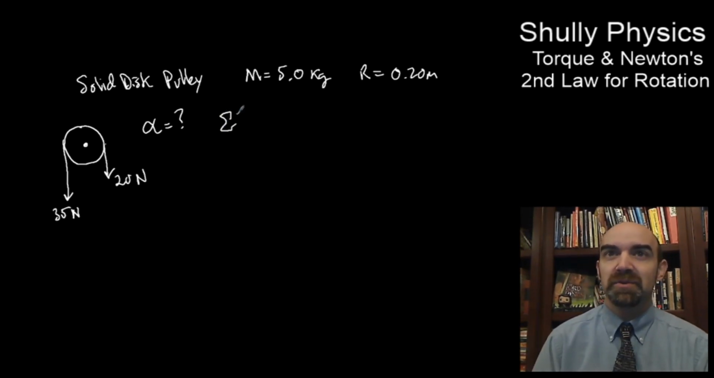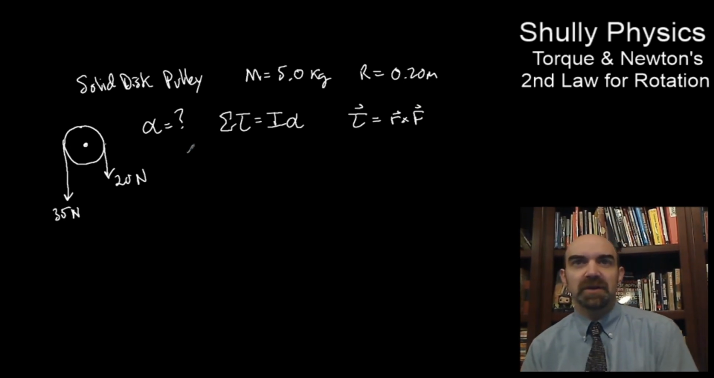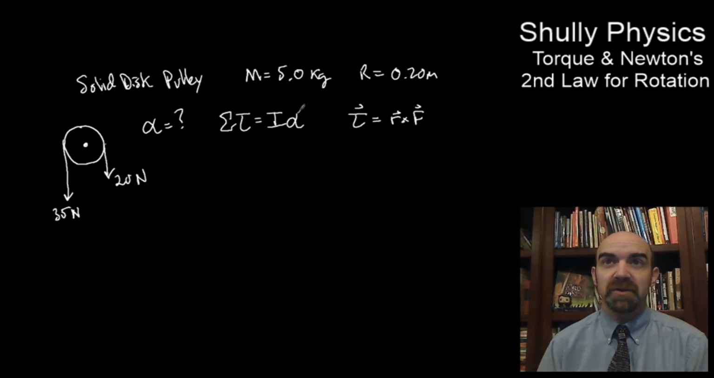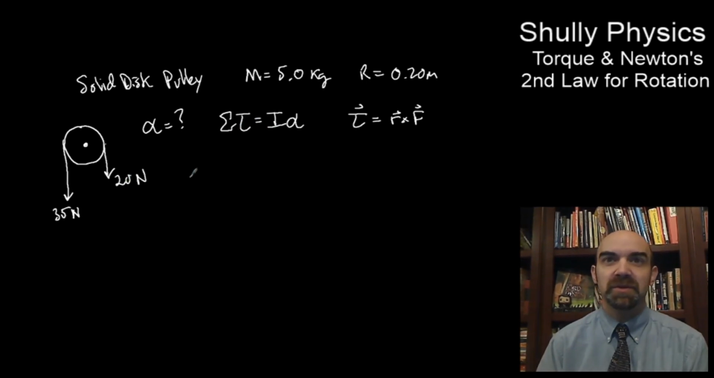So tools I'm going to pull out: Newton's second law for rotation. And let's keep in mind that torque equals R cross F. Okay, so if we are looking for alpha, let's start here. What are the sum of the torques? Well, we've got a 20 Newton torque going clockwise. I'm going to call clockwise positive. That's what I'm starting with.